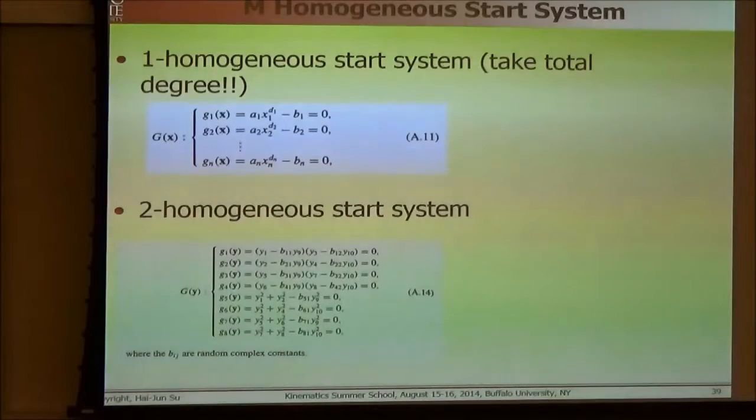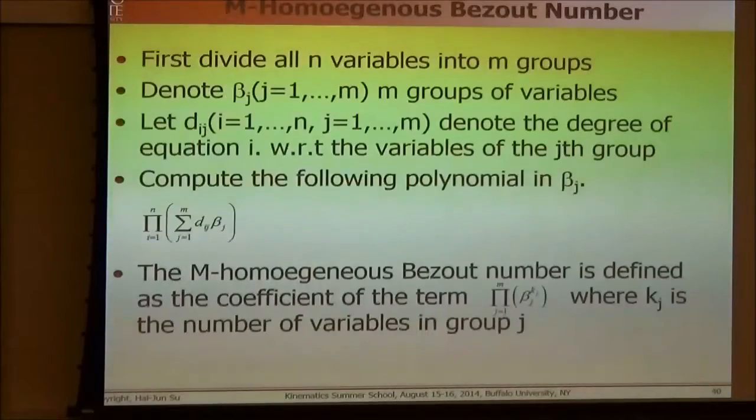Okay. The two homogeneous start system. This is actually for the 6R manipulator problem, a inverse kinematic problem. This is the start system. The original equation is more complicated than that. So this is an example of two homogeneous, where you divide the variables into two groups. We'll talk about that in a minute.